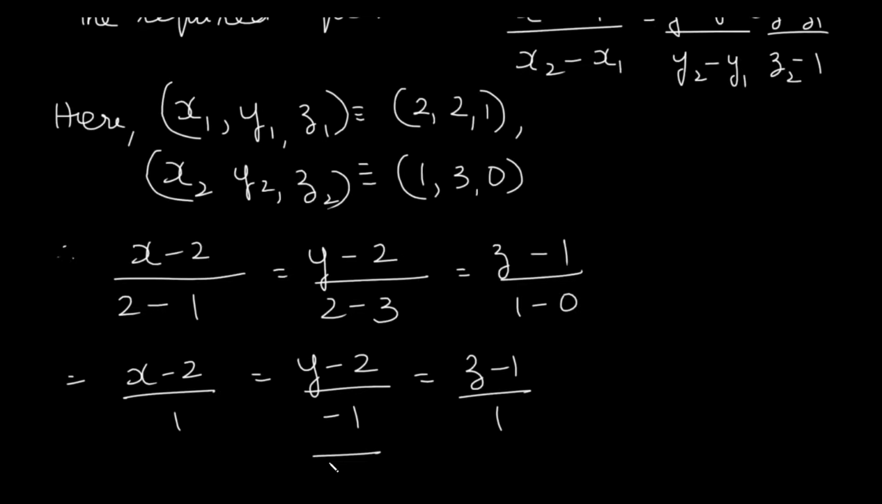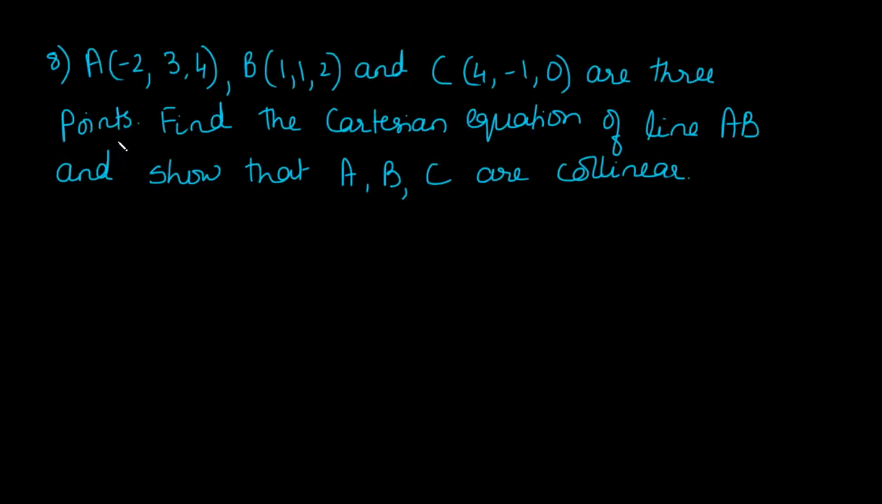So this becomes our required equation, that is in the seventh sum. Now coming to the eighth question. A, B and C, the coordinates are given in the brackets, are 3 points. Find the Cartesian equation of line AB and show that A, B, C are collinear.